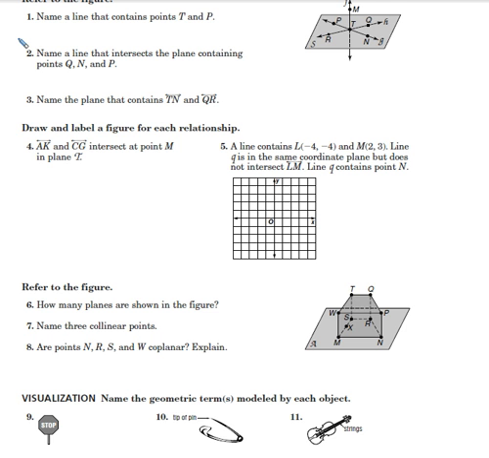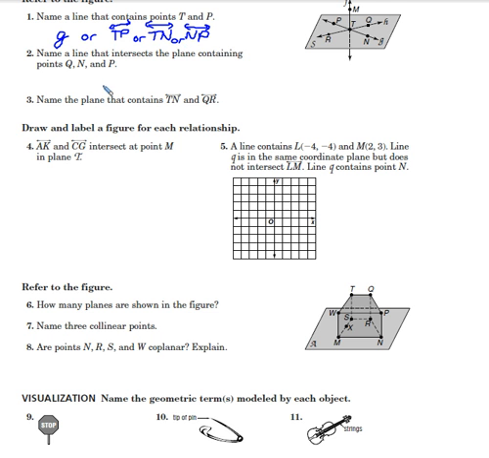For numbers 1, 2, and 3, we're referring to this figure on the right. It says name a line that contains the points T and P. Well, there's several ways to do that. Line T and P is this line right here. We can call that line G, or we can call that line TP, or we could call that line TN, or we could call it line NP. All of those are ways to name the line that contains the points T and P.